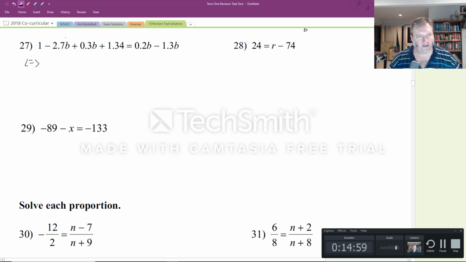So let's do that. Here I've got negative 2.7b. If I add 0.3b, negative 2.7 plus 0.3 is negative 2.4b. 1 plus another 1.34 is 2.34. And on the left hand side I've got 0.2b minus 1.3b. That's negative 1.1b. Okay. You remember by now that we want to get rid of the smaller amount.